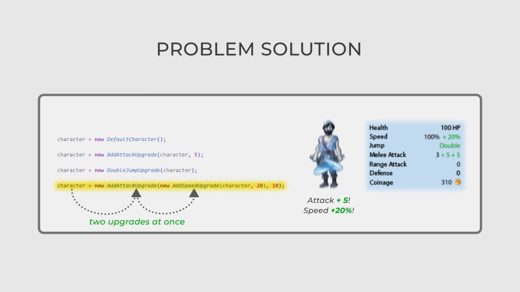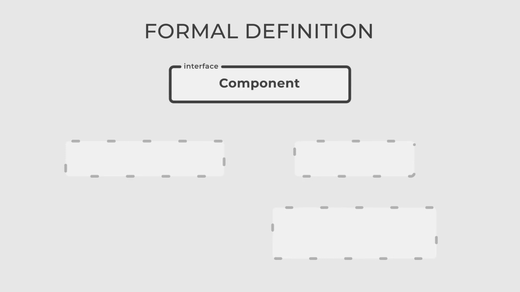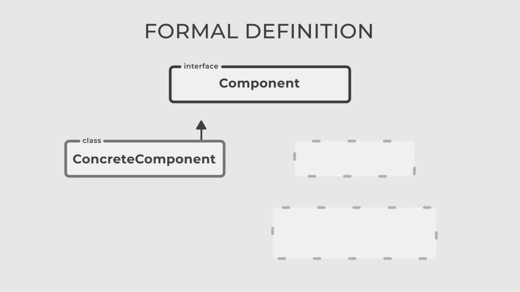There are four actors in this design pattern. A component defines a common interface for concrete components and decorators. Concrete component class implements the component interface and provides basic functionality that decorators can enhance.